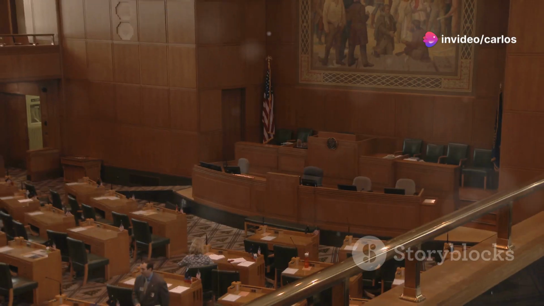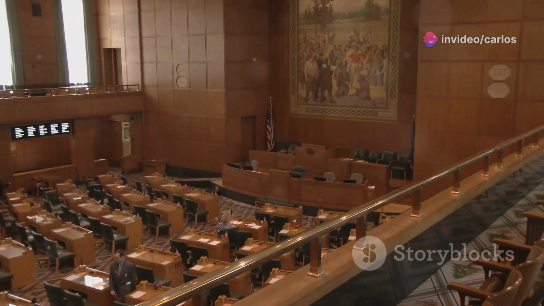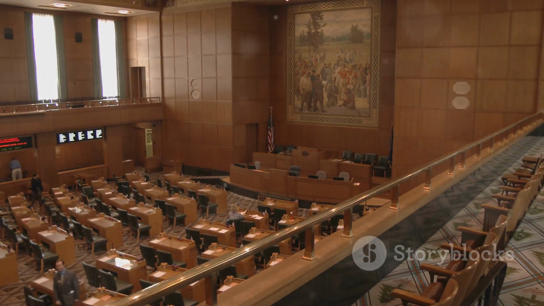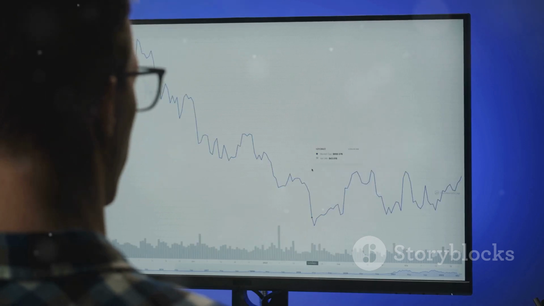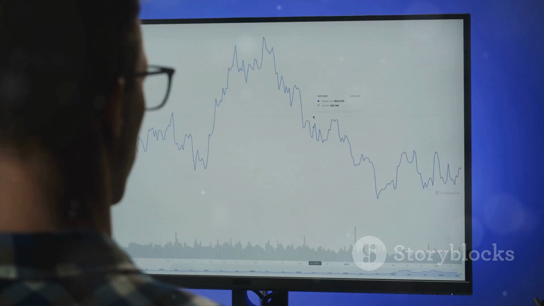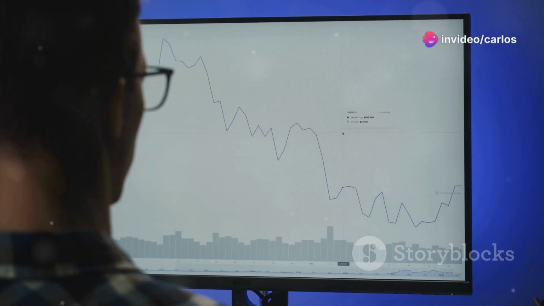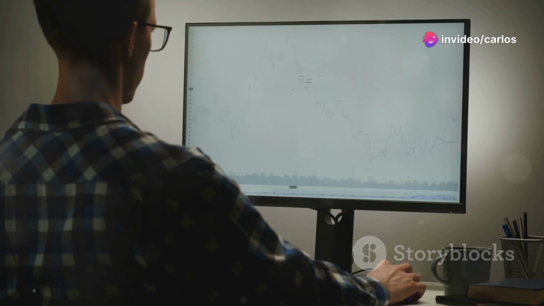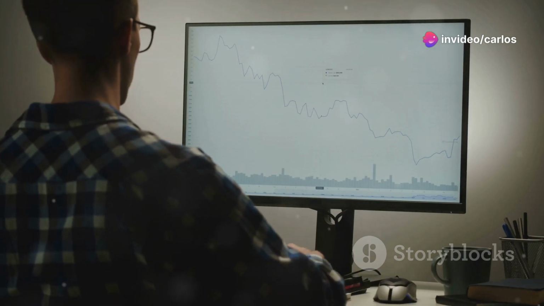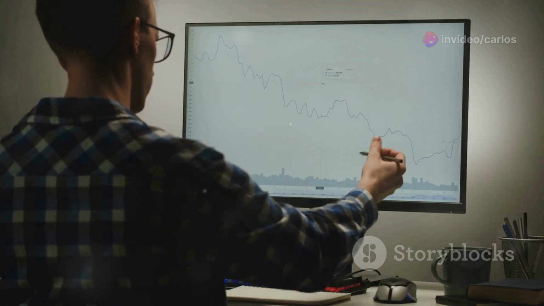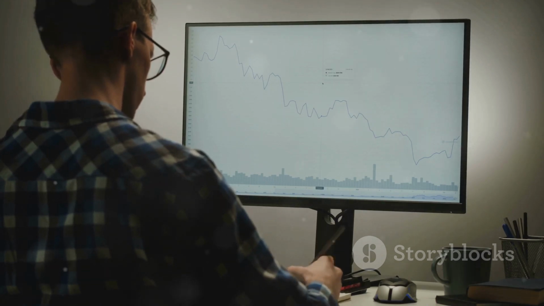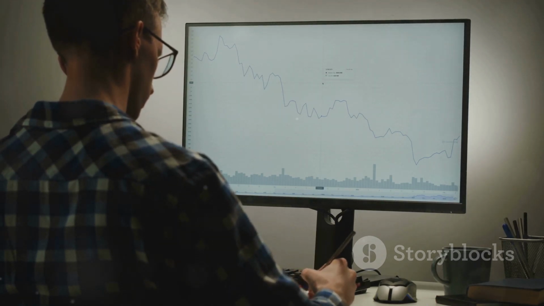Section 6. Predicting political crises, a tool for stability. Perhaps the most ambitious application of the Parliamentary Chronoanalyzer lies in its potential to predict political crises. By analyzing historical data and identifying patterns that precede periods of political instability, the Chronoanalyzer could serve as an early warning system for potential crises.